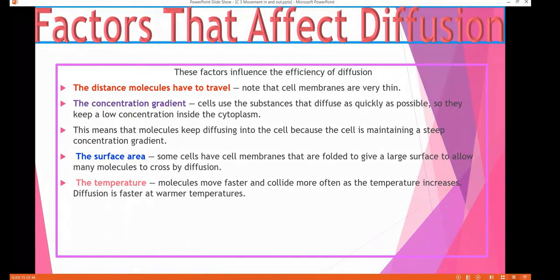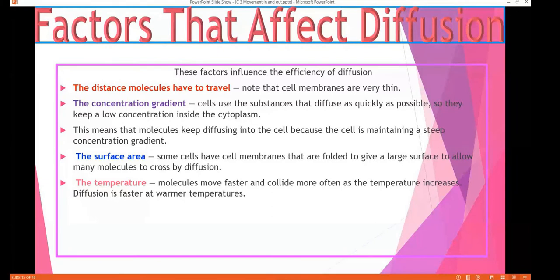Excellent. Thank you so much. So these are the factors that affect diffusion, which would be the distance the molecules have to travel. Note that cell membranes are very, very thin. We discussed this already when we were doing the last topic about cell organelles. The cell membranes are really thin, and they are semi-permeable, allowing a choice in the exchange of materials. Whereas the cell wall, which is present in plants, is fully permeable. It allows the exchange of mineral ions, water and fluids through it fully, and also the exchange of gases.